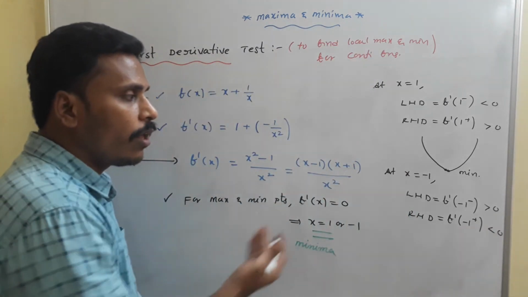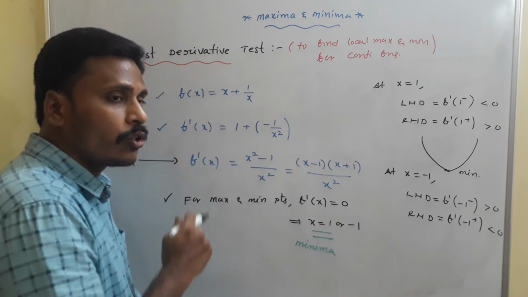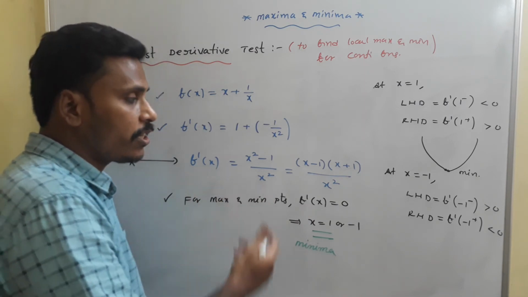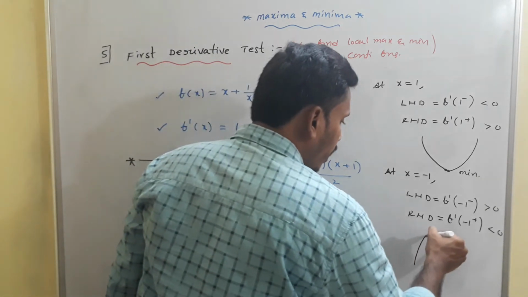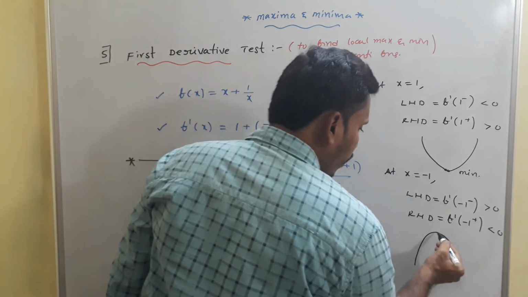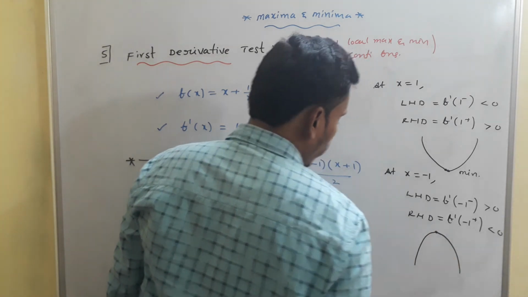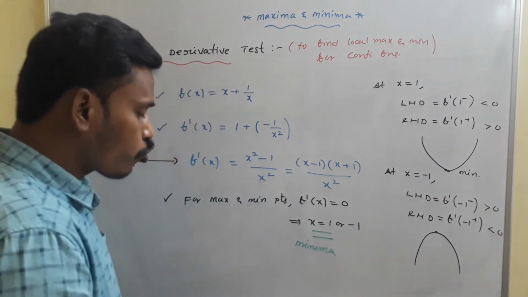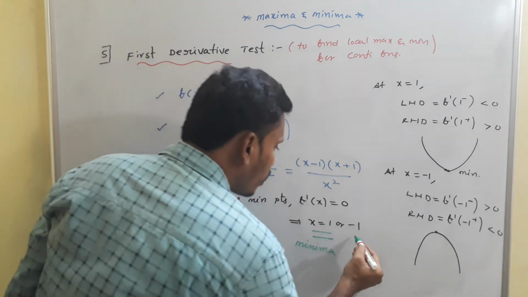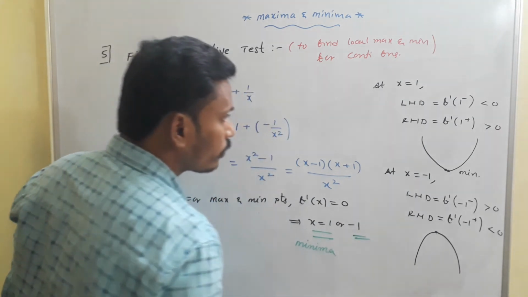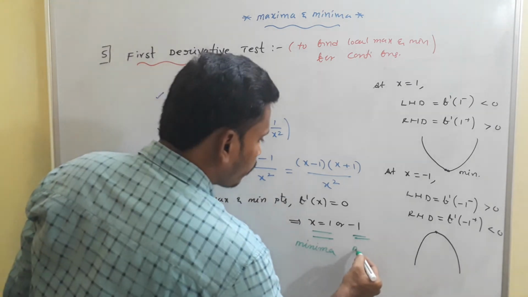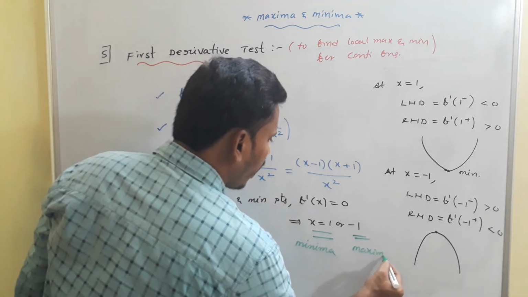Now if you observe, the left hand derivative is positive. Since the derivative is positive, the function is increasing. The right hand derivative is negative. So the rough graph is like this at minus 1. So this x is equals to minus 1, and minus 1 is the maxima point. This minus 1 is the maxima point.